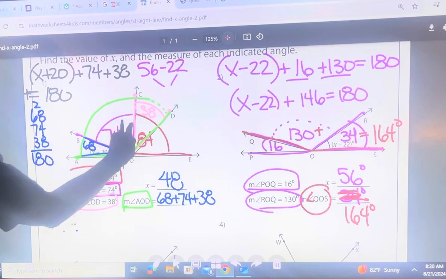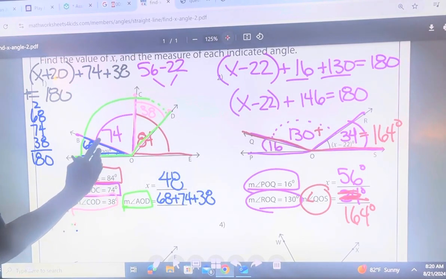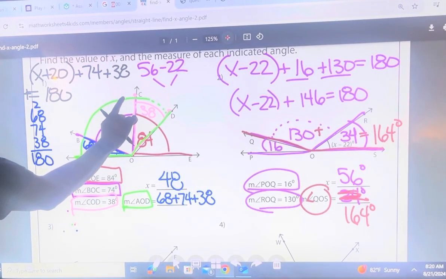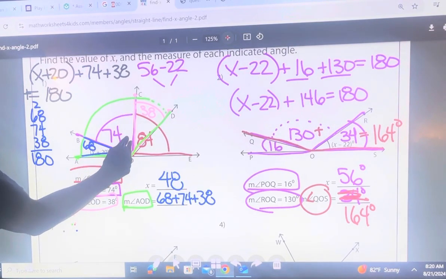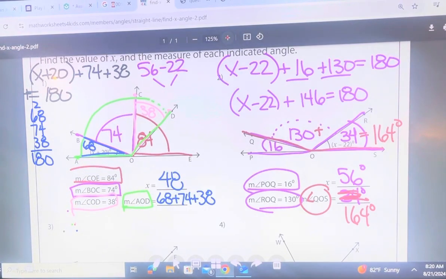No, it is. Oh shoot, they want COE. It's 84. Hold on, I'm gonna find it. BOC is 74. And then COD is 38. The X is 2. No, 48. Why is it 2? I know where we messed this up at. Wow, I gotta start this one all the way over.